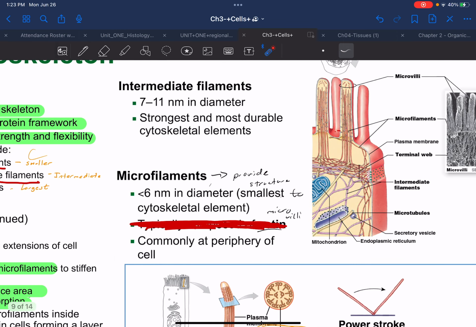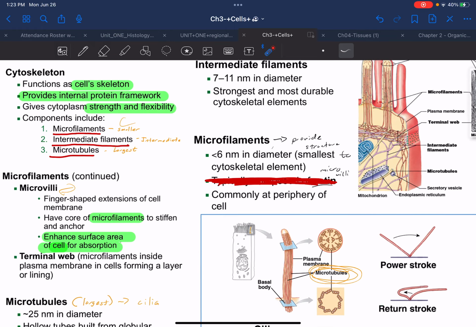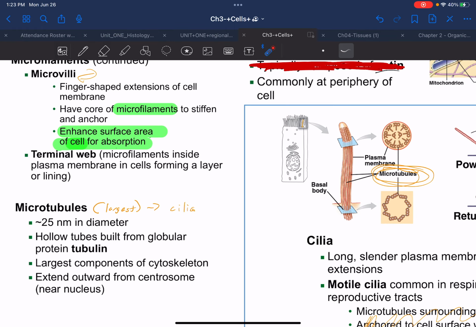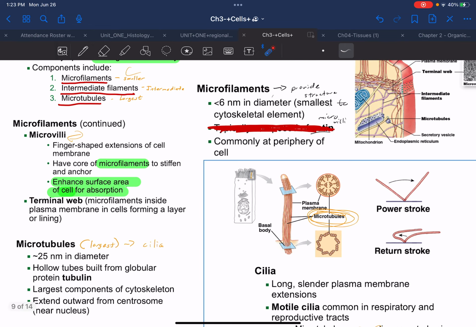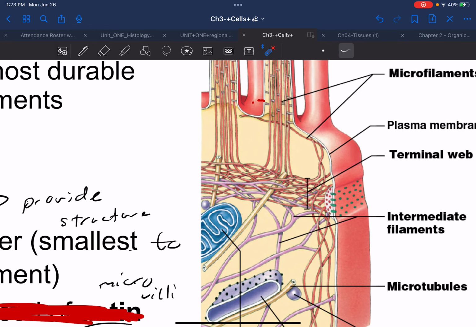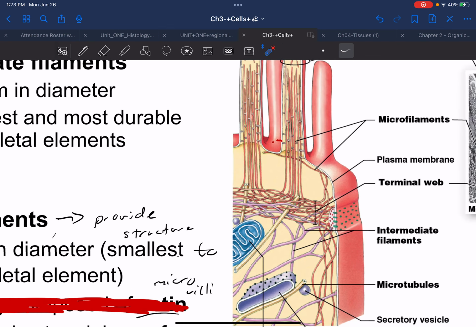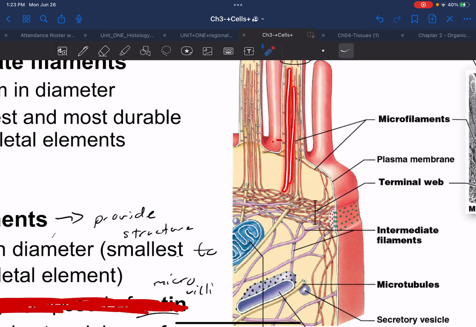And so with that, then we have terminal web, like the terminal end of an airport usually means the end. And so you'll notice that our picture here, our diagram has this web, and it's where all these microfilaments terminate, meaning that, even more simply, that's where they anchor to. They're anchored to this terminal web.